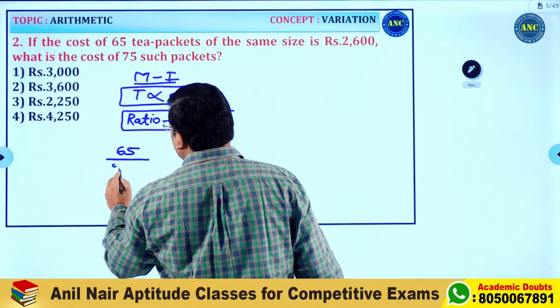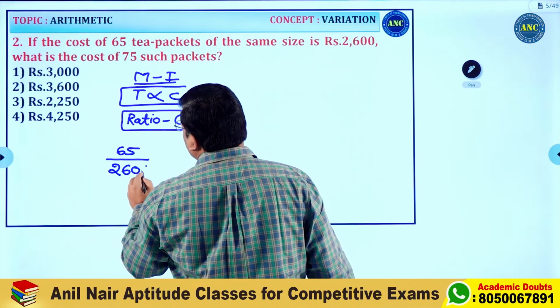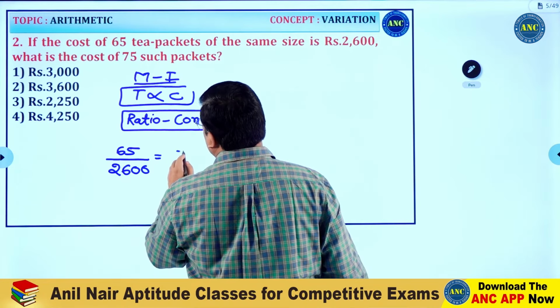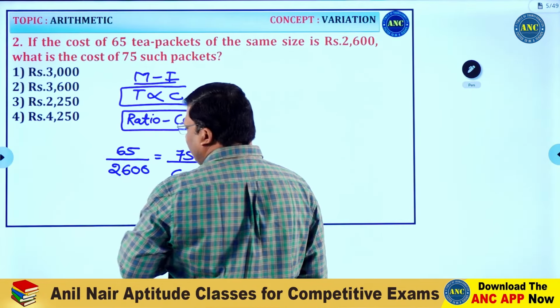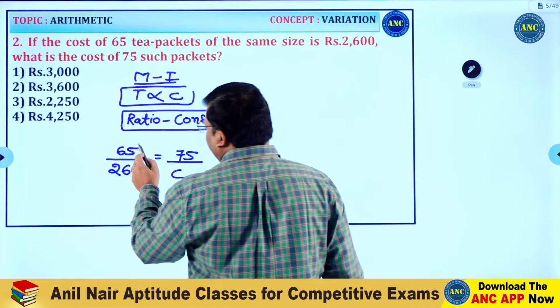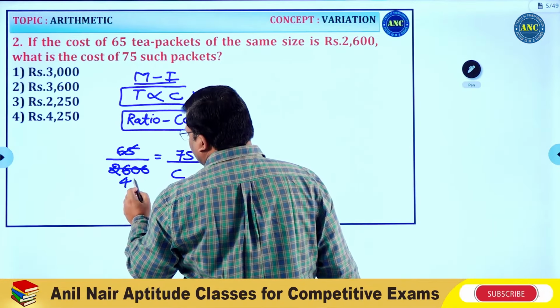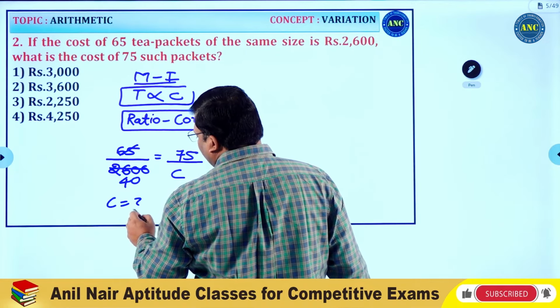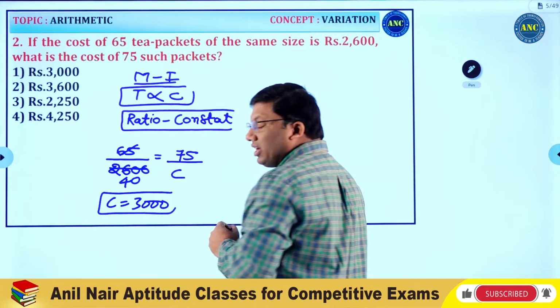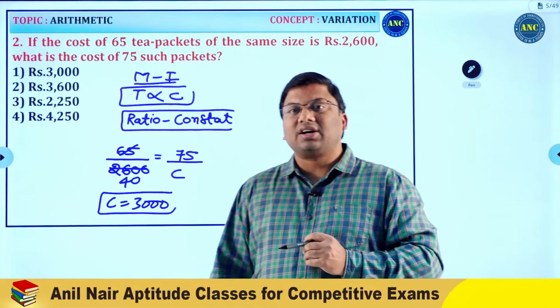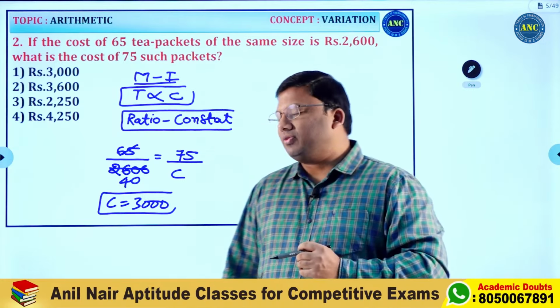How much does it cost? 2600. 65 is to 2600 as 75 is to the cost. 65 fours are 260, so 40. 75 into 40, what will be the answer? 3000.